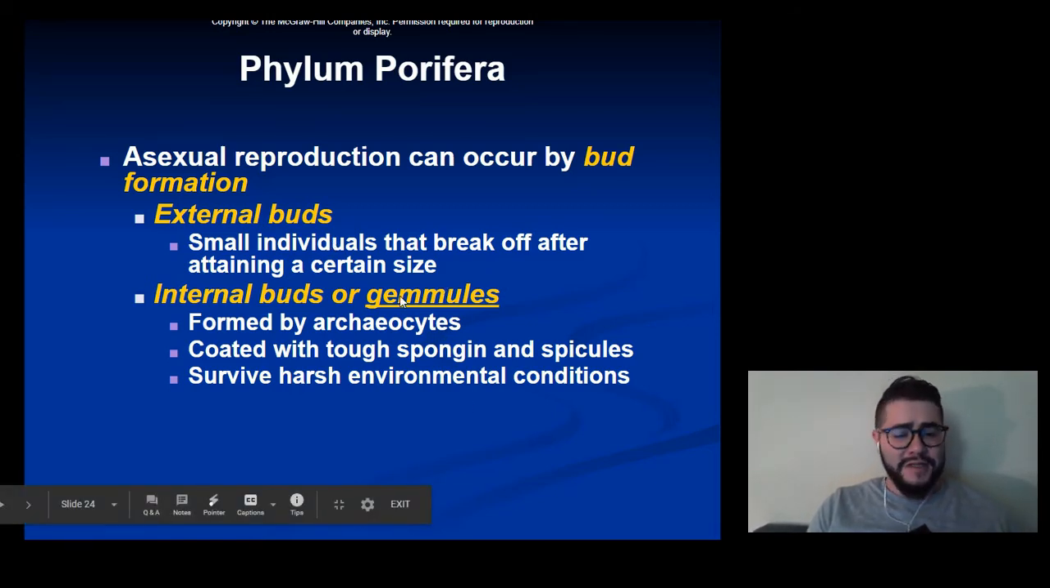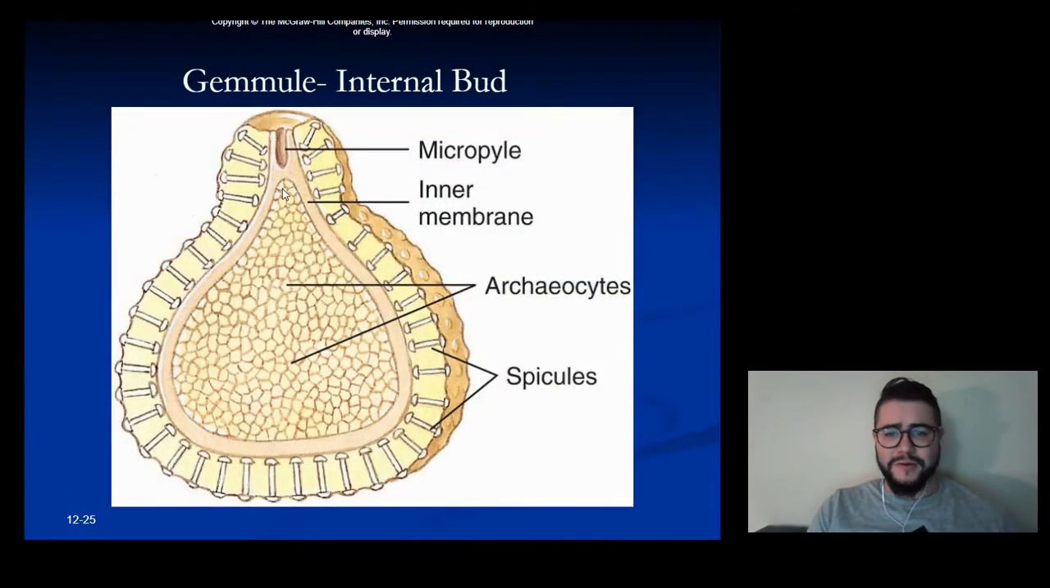A gemmule is a vocab word, but a gemmule is basically an internal bud released by the sponge in super extreme conditions. And so what happens, here's the gemmule. The gemmule is just basically a package of archaeocytes, again, the sponge stem cell, surrounded by spicules to protect them. And so in harsh conditions, or if the sponge feels like it might be dying, it releases these gemmules to go to a different part of the water and hopefully still survive.